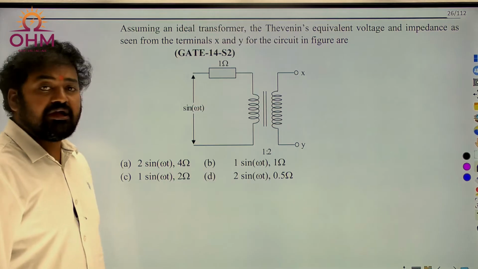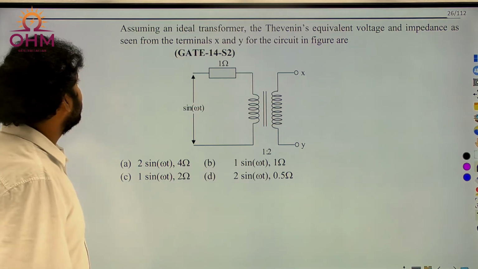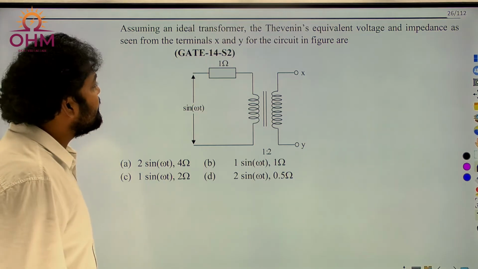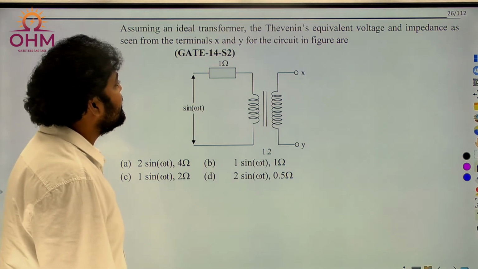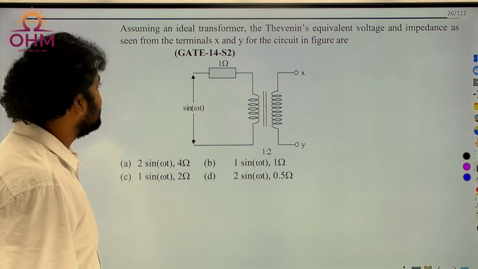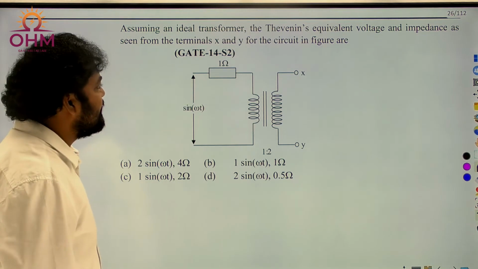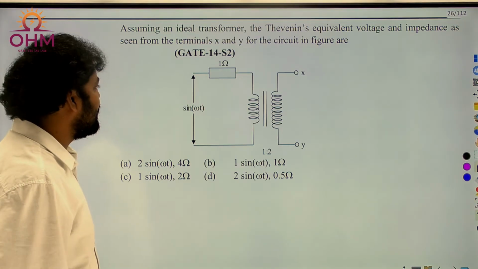This is a question in GATE 2014 again. Read the problem. Assuming an ideal transformer, the Thevenin equivalent voltage and impedance as seen from the terminals X and Y for the circuit shown below are what?